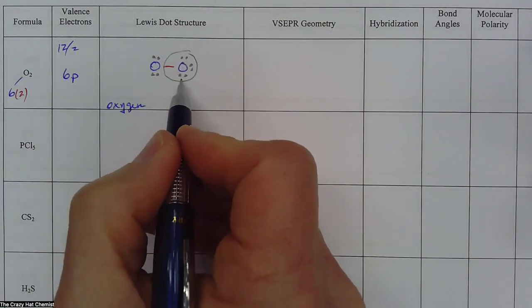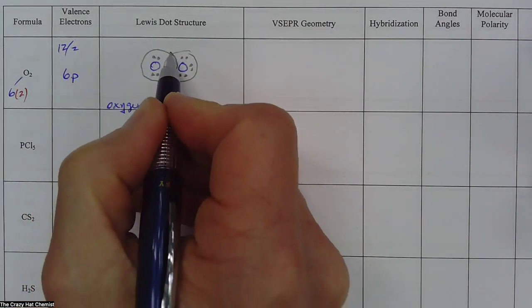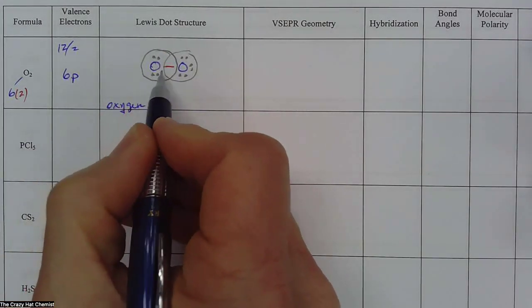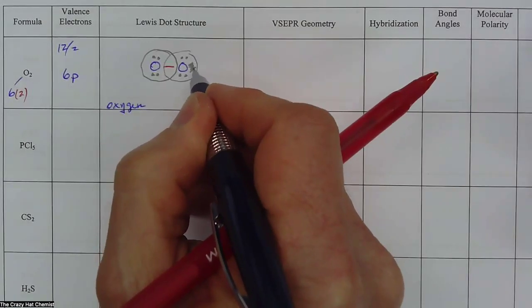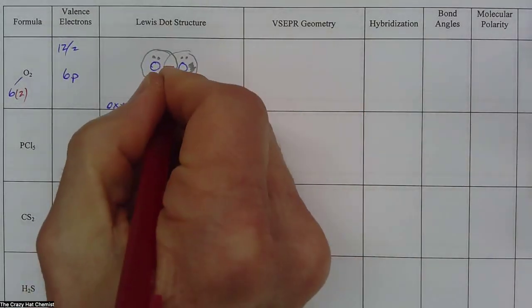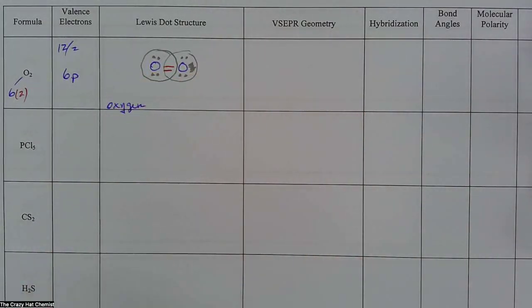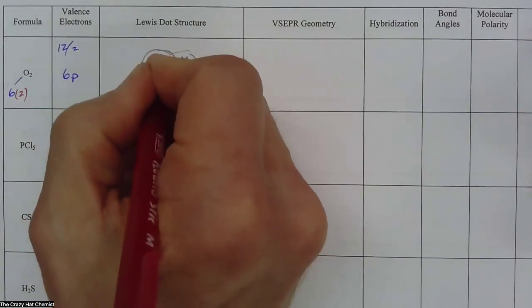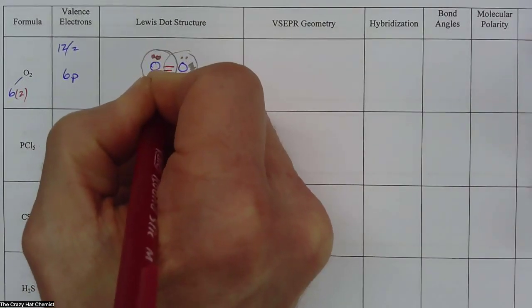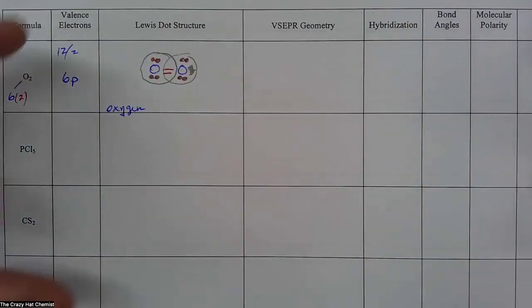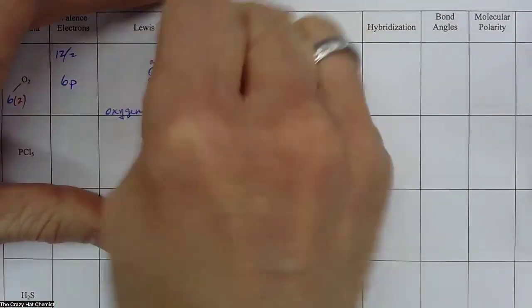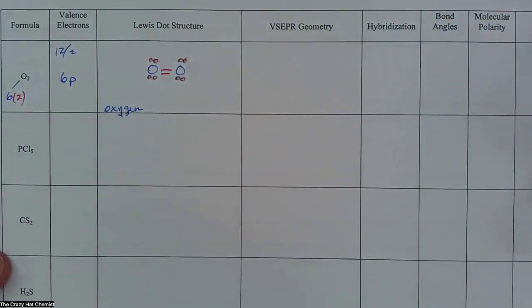That's 2, 4, 6, 8. This oxygen here on the left-hand side has 2, 4, 6, so it does not have an octet. So what you're going to do is erase these 2 electrons right here. Sharing is caring, and you're going to form a double bond. That will be what you're looking for. And then you will get the following structure. Let me erase what I need to erase here. Boom. Now you can see molecular oxygen.